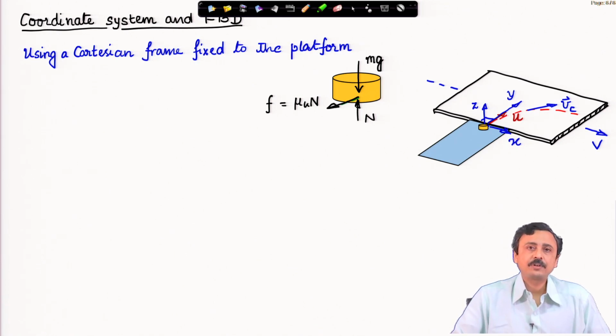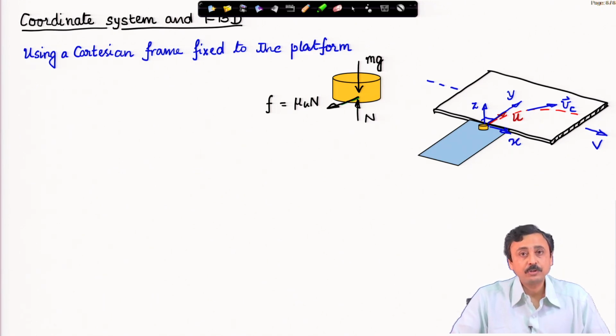Now, what is the direction of the friction force? That is a tricky question. That will not be opposite to V c, the velocity of the particle as seen by the platform fixed observer. Friction force always acts against the relative motion, remember, it always opposes the relative motion. Now, because the belt is moving and the block or the cylinder is moving initially, it is a relative motion against which the friction force will act. So, we have to determine that.